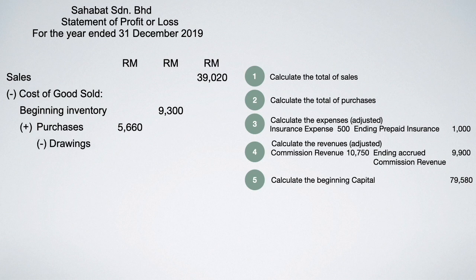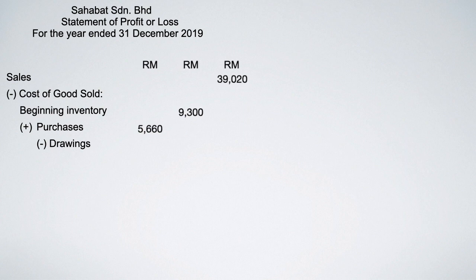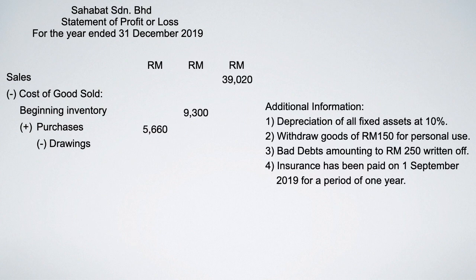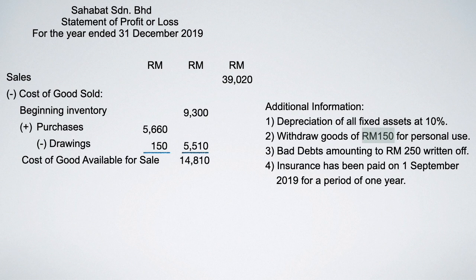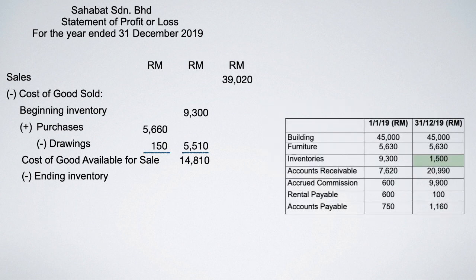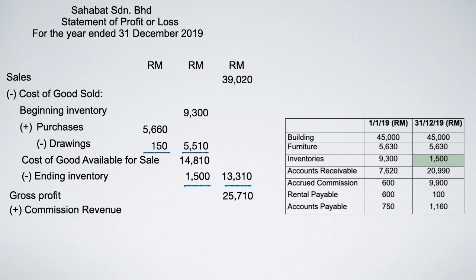Kita tolak tepi sikit sebab kita nak campur sikit dengan kita nak tolak dengan drawings tu. Drawing dalam kes ni adalah hanya drawing for goods. Iaitu barang niaga. So dia ada ambil 150 for personal use. You minus first. And then this is your cost of good available for sales. Okay. And then minus the ending inventory given in the question in the table. So dekat tarik ending information tu 1,500. So this is your cost of goods sold, and you minus from the sales you will get gross profit.